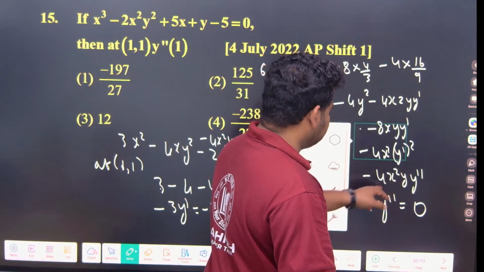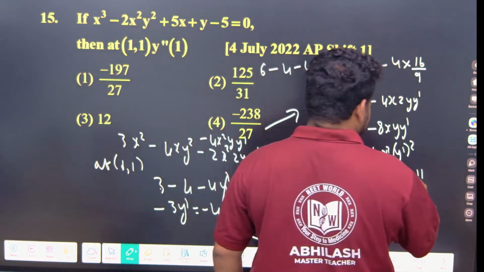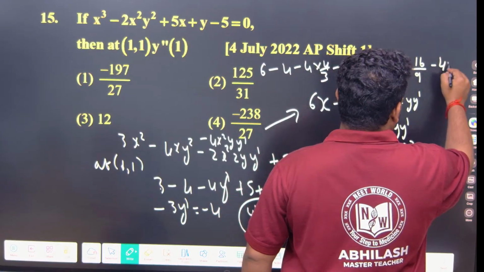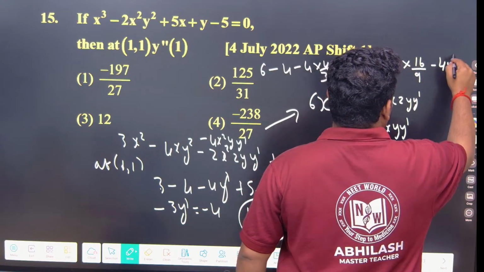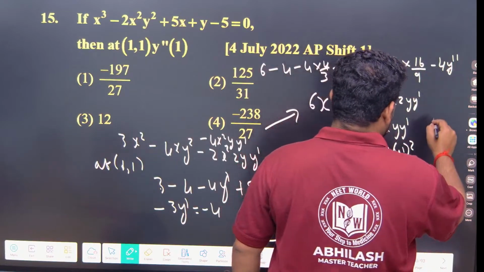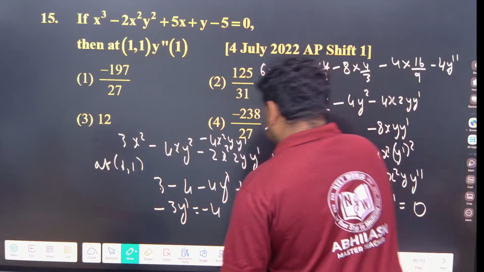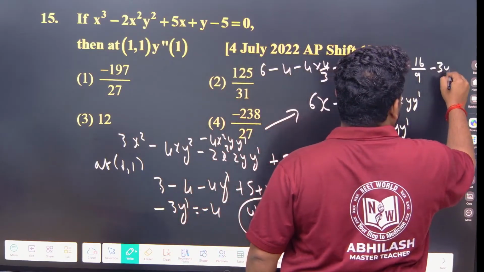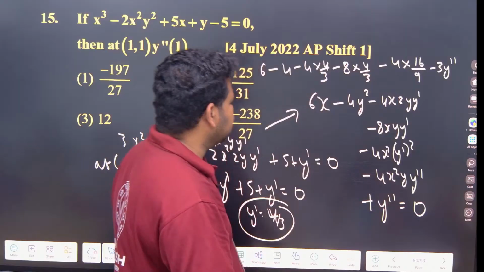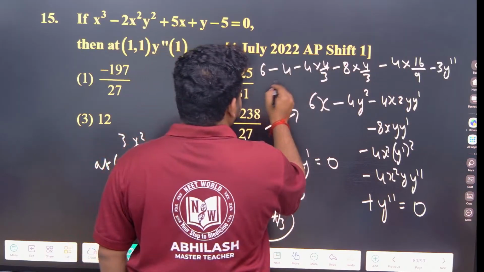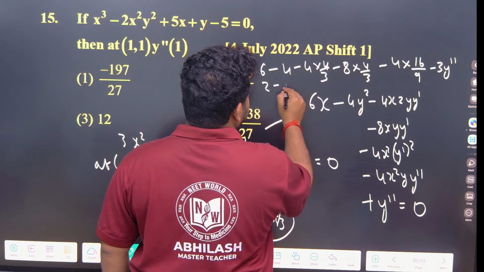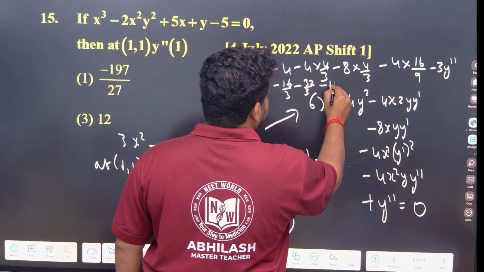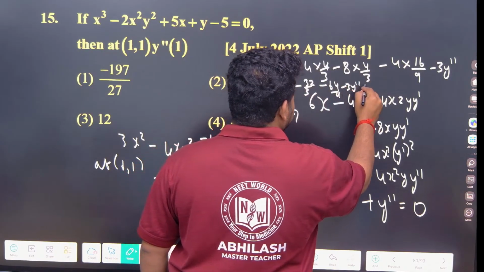Okay, I am doing here. Next is 4x square into y, which is minus 4 y double dash. We don't know that, we have to find y double dash. Plus y double dash, this is nothing but minus 3 y double dash. Now see the values. So 6 minus 4 is 2, this is 16 by 3, this is 8 into 4, 32 by 3, and this is 64 by 9, minus 3y double dash is equal to 0.